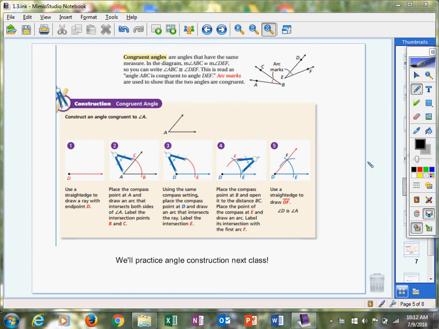Geometry students, we're still in Chapter 1, Section 3. We're going to do Example 3 right now. This one, the congruent angles, we do arc marks. Remember the tick marks to show congruent segments? To show congruent angles, we do arc marks.